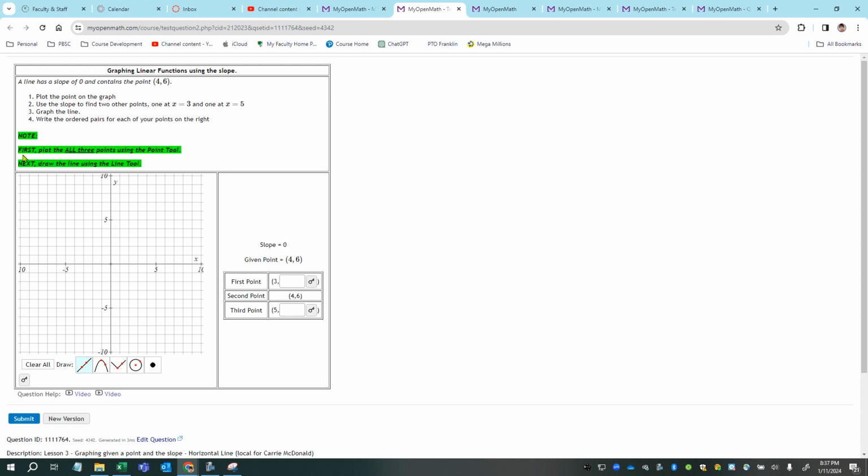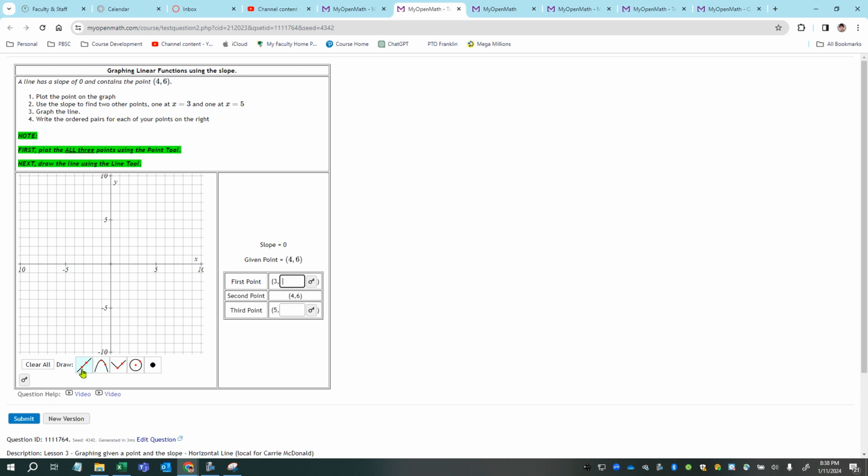Then the note here says, first plot all 3 points using the point tool. Next, draw the line using the line tool, okay? So we're going to follow that advice. Okay, let's first figure out what points we're going to be doing. We have the given point (4, 6). We also want to think about what the y value would be that would go along with an x value of 3. And that's based on the slope.